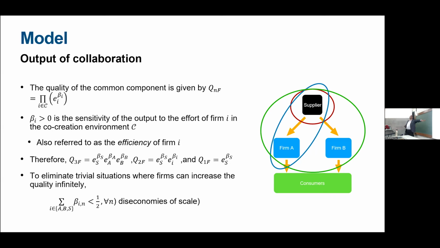In this particular case, the consumers are not involved. If you go back one step, you can basically say firm A and firm B are customers of the supplier. So from the supplier's point of view, it's co-creation with the customers. From the firm's point of view, it's co-creating with the supplier.